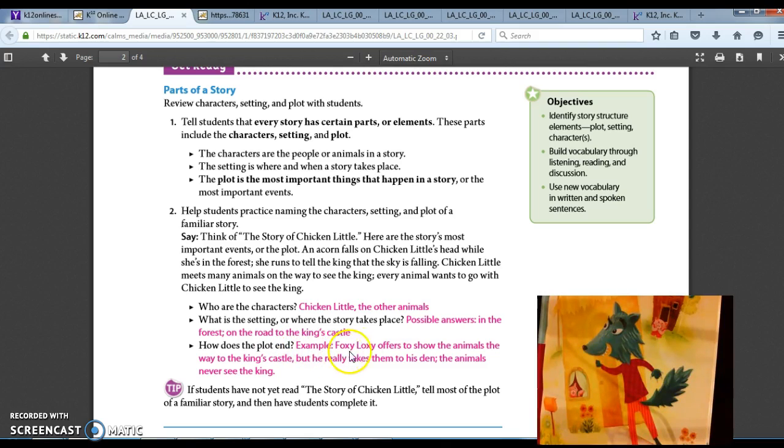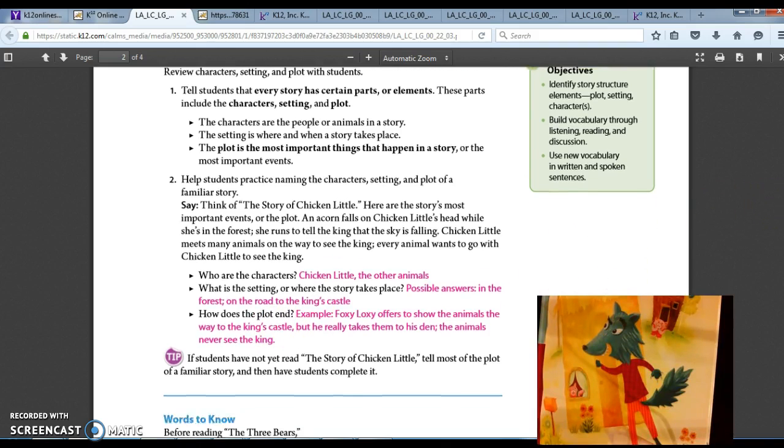Okay, in this story, Foxy Loxy offers to show the animals the way to the king's castle, but he really takes them to his den. The animals never see the king. That is how the plot ends in the story of Chicken Little.